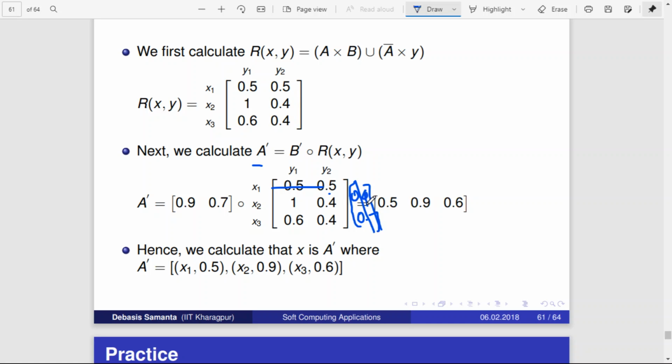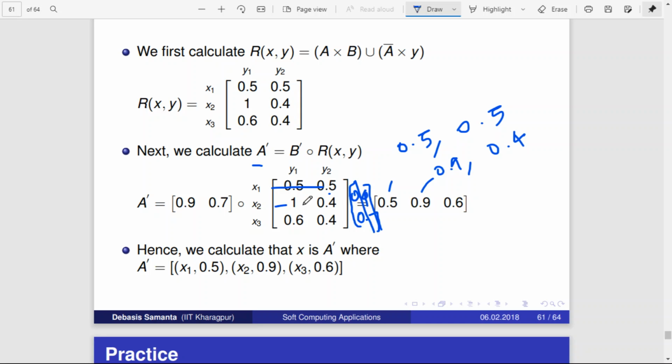So 0.5, 0.9, the minimum is 0.5. 0.5, 0.7, the minimum is 0.5. The maximum of this is 0.5. So we got this 0.5. 1 and 0.9, the minimum is 0.9. 0.4 and 0.7, the minimum is 0.4. The maximum of this is 0.9. So we got this, okay, right? This is for the second row.